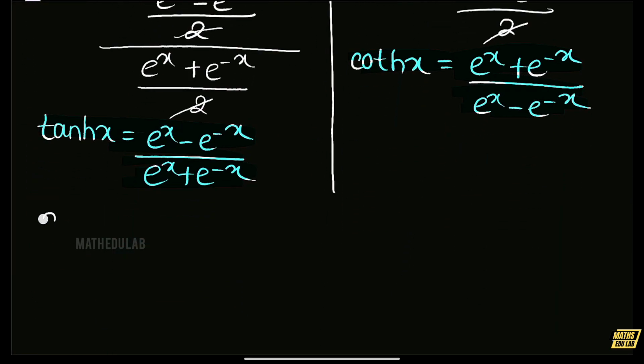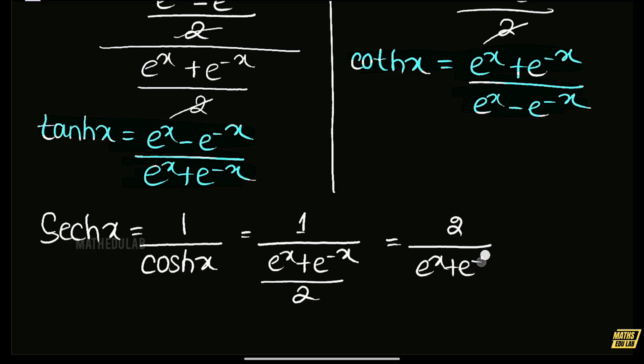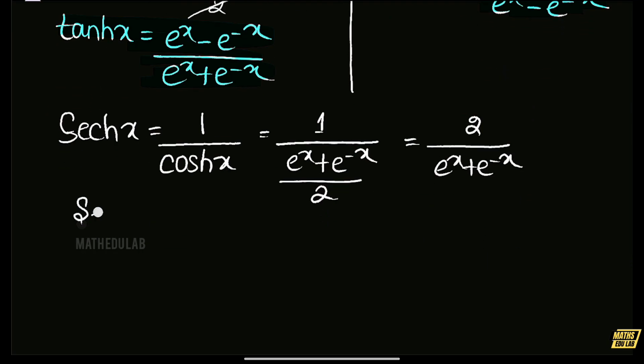So sec hyperbolic x is the reciprocal of cos hyperbolic x. What is the formula of cos hyperbolic x? It is e to the power of x plus e to the power of minus x by 2. On reciprocating this value, we get 2 by e to the power of x plus e to the power of minus x. So the sec hyperbolic x is equal to 2 by e to the power of x plus e to the power of minus x. So this is our sec hyperbolic x formula.